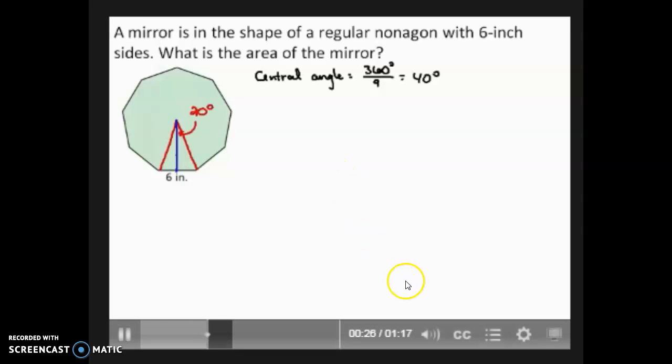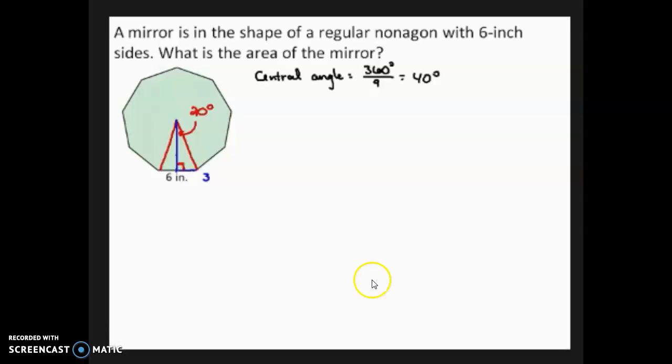Because the triangle is isosceles, the apothem is an altitude and bisects the sides shown, so the length of the shorter leg of the right triangle is 3. Then use the tangent ratio to find the length of the apothem. So the tangent of 20 degrees equals 3 divided by a. Solving the equation for a gives a equals 3 divided by the tangent of 20 degrees.